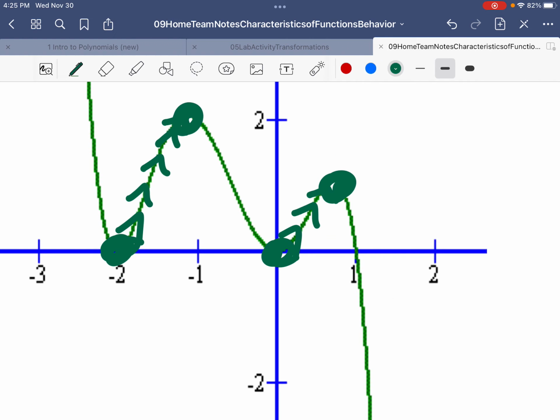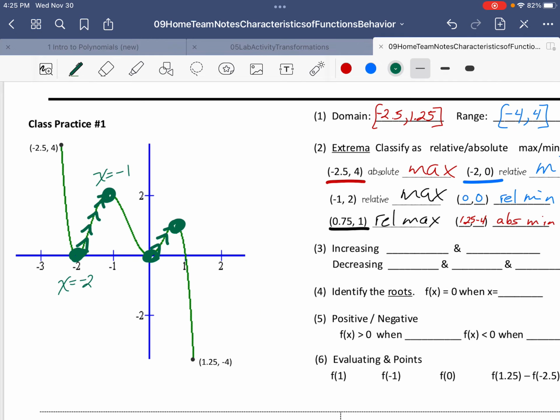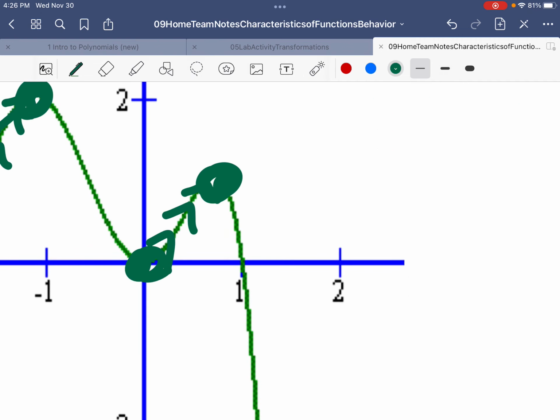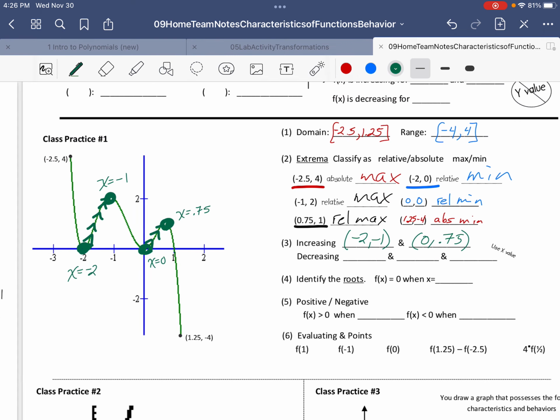And when we do this, we want to only use the x value, because x values always signify a location. So my graph is going up when I'm between negative 2 and negative 1. Now notice that I wrote that as negative 2, negative 1, but that means I'm between negative 2 and negative 1. It looks like the graph is also going up between x equals 0 and x equals 0.75. So again, when I'm between 0 and 0.75, the graph is increasing.